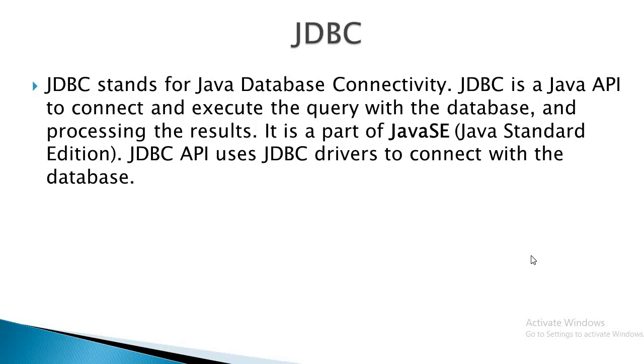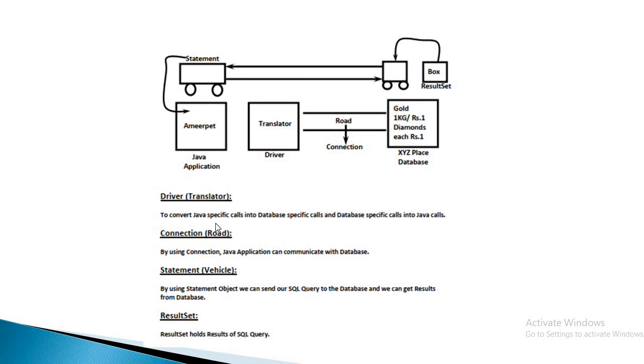JDBC is used to develop applications using a database without considering the nature of the database. In order to connect our application with the actual database, we require an interface called the driver. The driver translates the calls from the JDBC API to the calls required by the actual database. By changing the drivers, the same application can be used to access another database. So the driver is nothing but a translator to convert Java-specific calls into database-specific calls, and database-specific calls into Java calls.